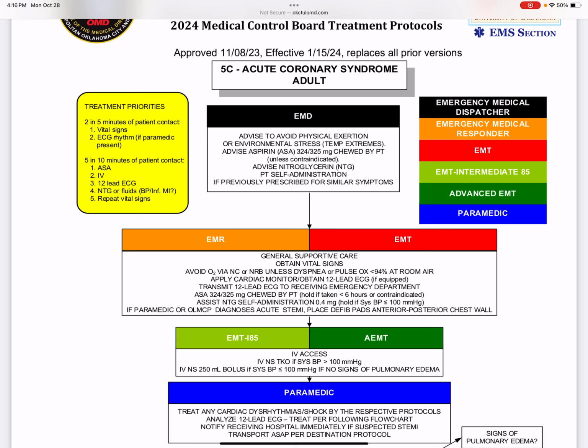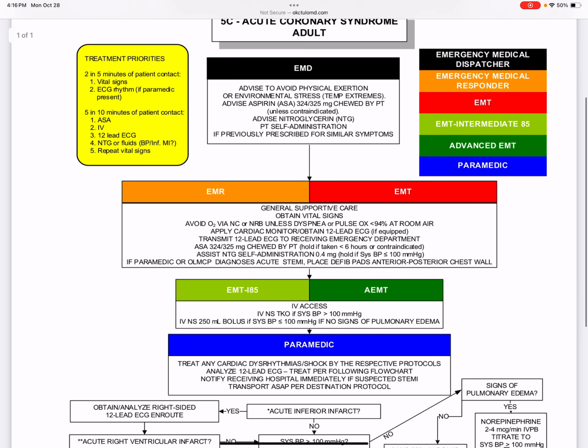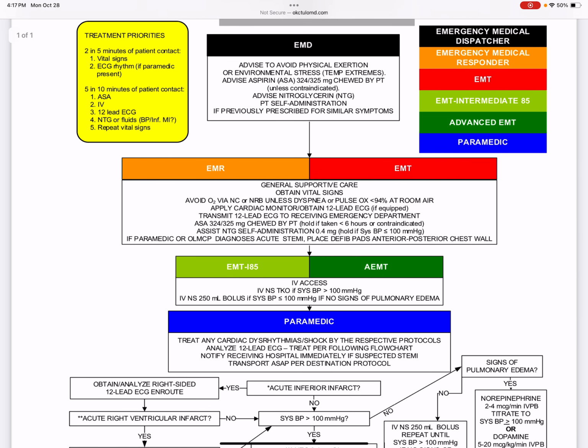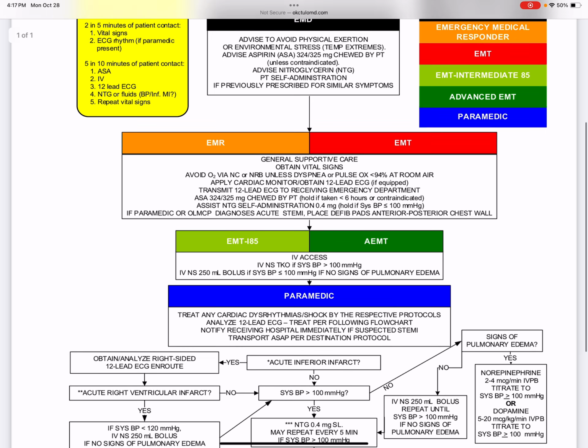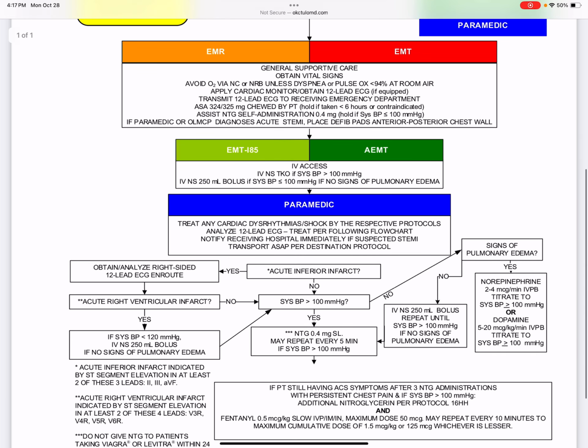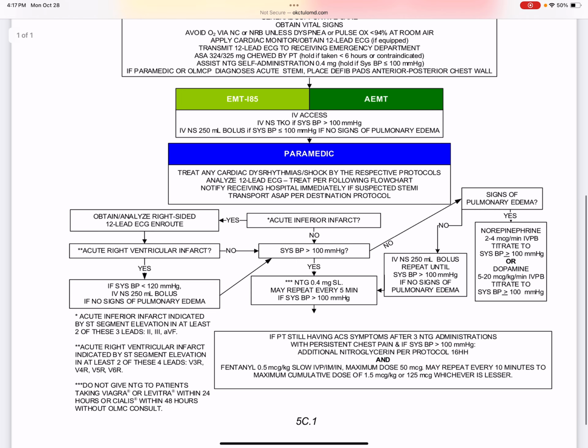So if the infarction's happening on the inferior part of the chest, then we'll try to avoid the nitro or possibly fluids, depending on what their blood pressure is. So the EMD part, it really doesn't change. They're going to do the same thing that we talked about earlier. Nothing changes as far as EMR, EMT. That all stays the same as what we talked about earlier. Same with the intermediate, advanced. That all stays the same. And really, for the most part, the paramedic part stays the same too.